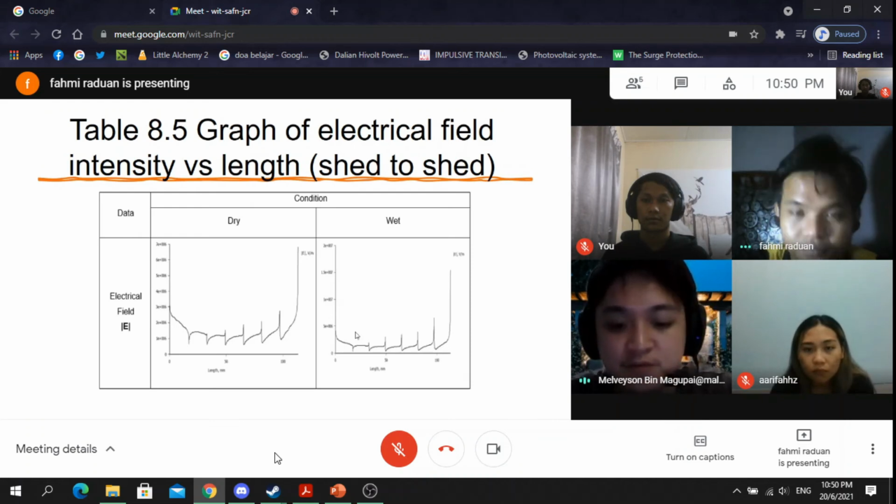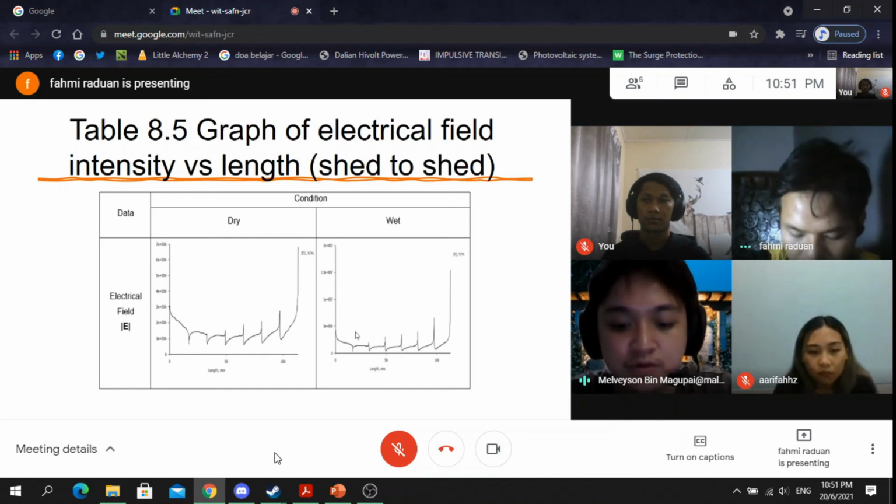For the left graph, as we can see from the table below, the electrical field in dry condition is much higher than in wet condition. This means that in dry condition, the insulator will work much better than in wet condition.